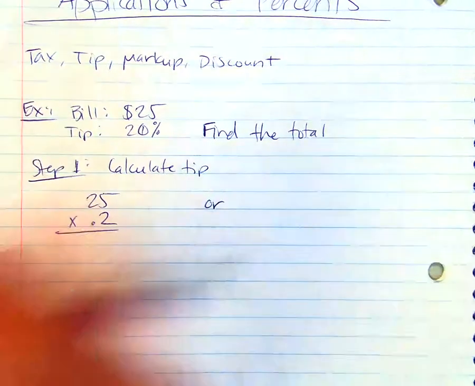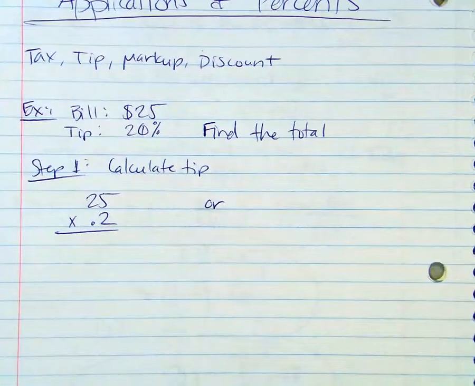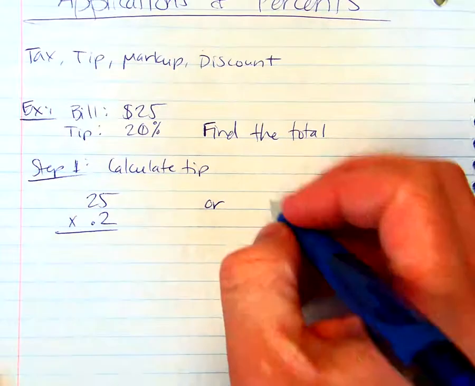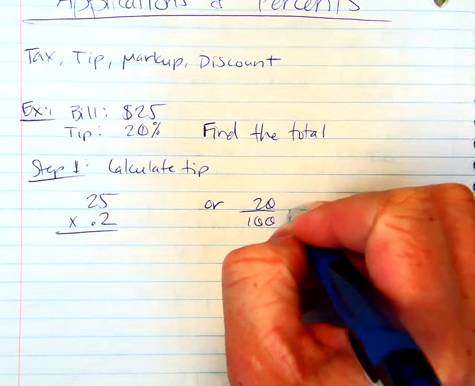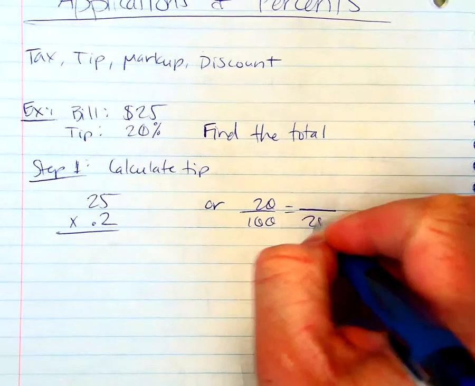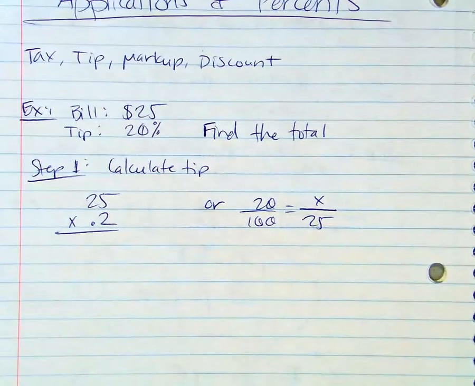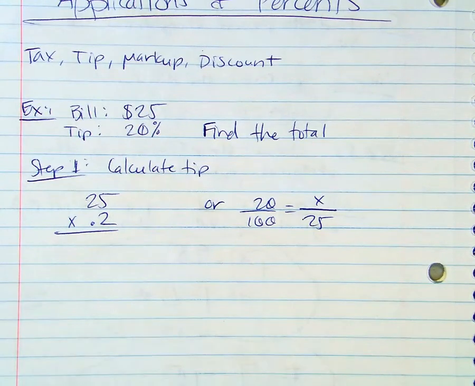Or, if you liked all of the proportions we were doing, you could do this as a proportion. I want to find 20% of 25. And this would be my x. I don't care which way you do this. You're going to get the same answer either way. Either way of doing this, you should end up with $5.